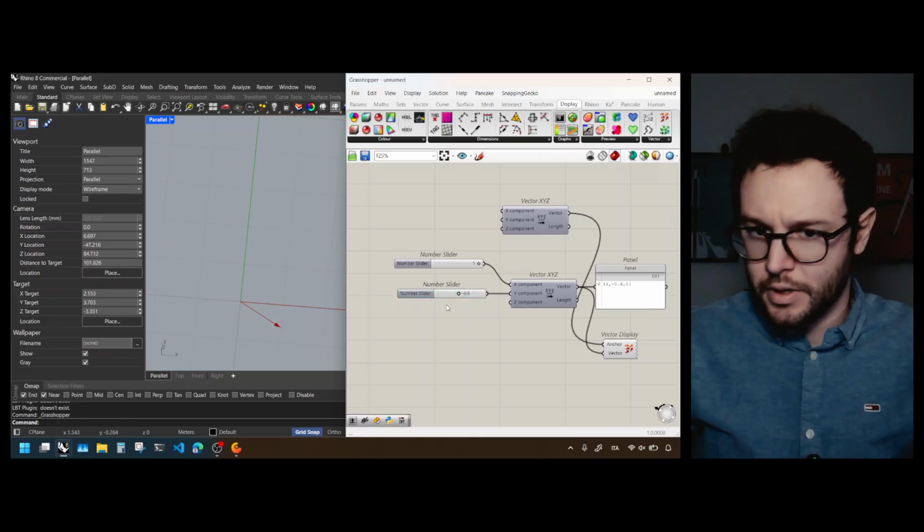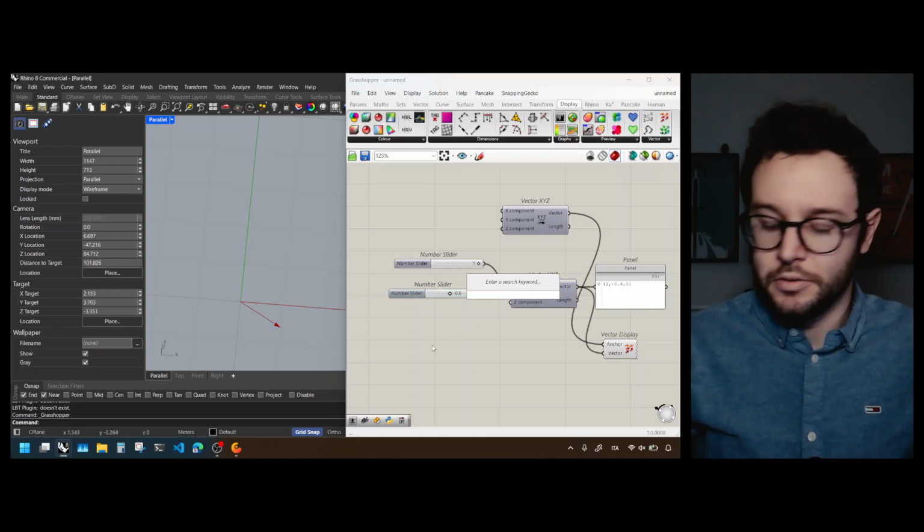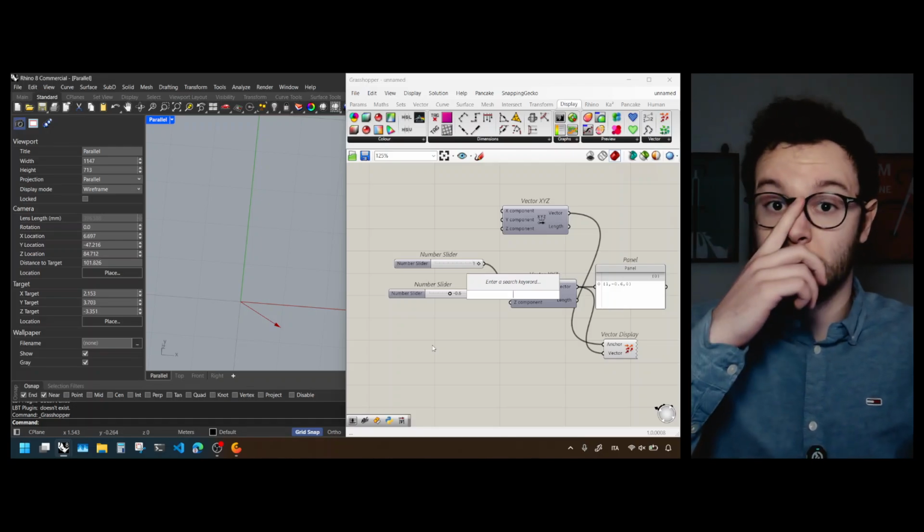All right, so now that we are here, actually, let me also show you how to define a slider with a negative number, because we didn't see it last time.